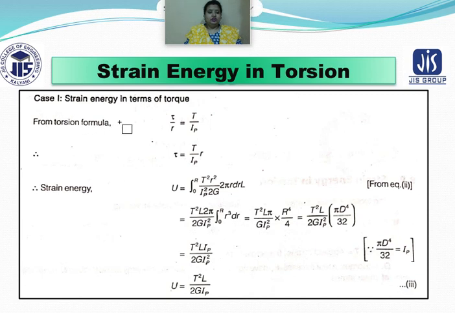Now according to the torsional formula, you know tau by r is equal to T by IP, where tau is represented by T by IP into r. So if you integrate it and put the value of IP as pi d to the power 4 by 32, then finally you will achieve the strain energy, which is equal to T square into L by 2G into IP.